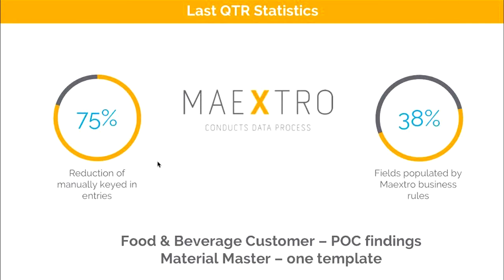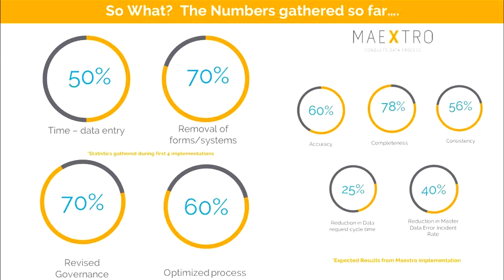These are some of the things that we picked up over the last projects. A 75% reduction of manually keyed-in entries is massive, especially if you're going through a lot of data. We only started with this particular client on business rules, but even though we haven't done many business rules, it's still populating 38% of the data set, which is quite impressive. I'll send this pack on for people to see.